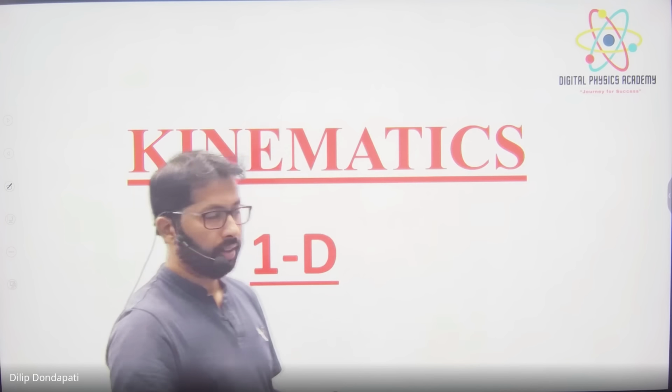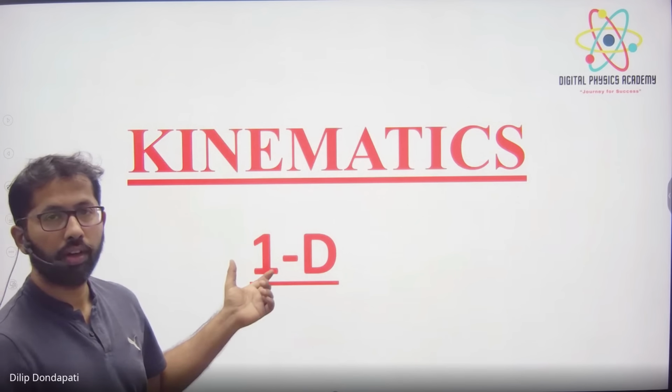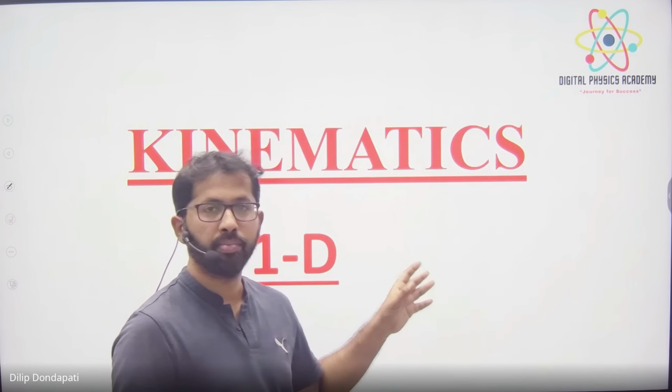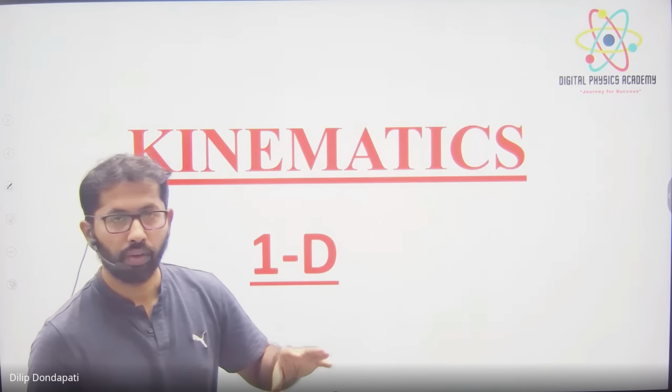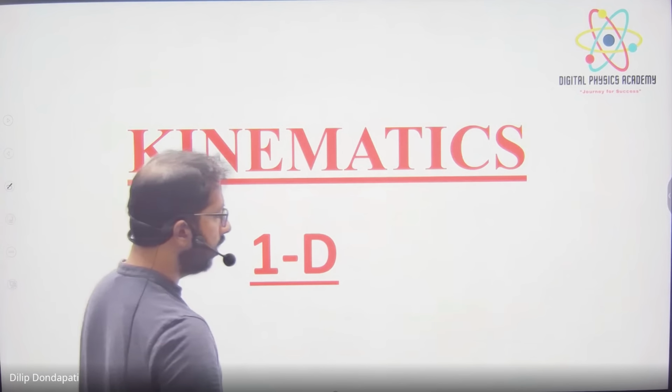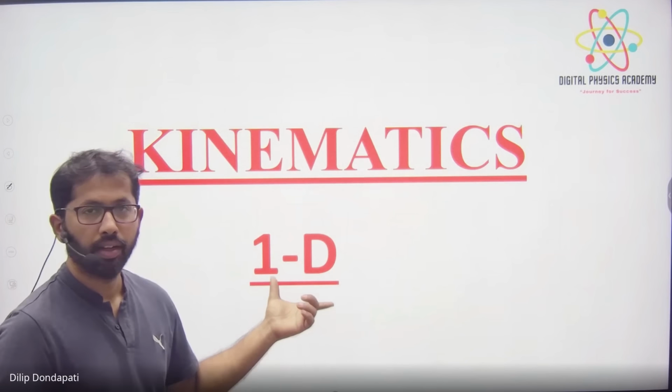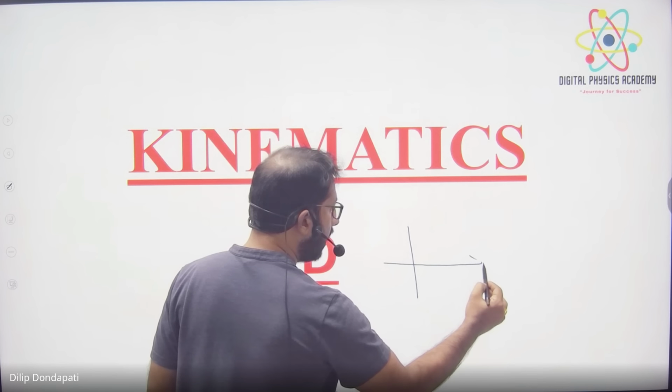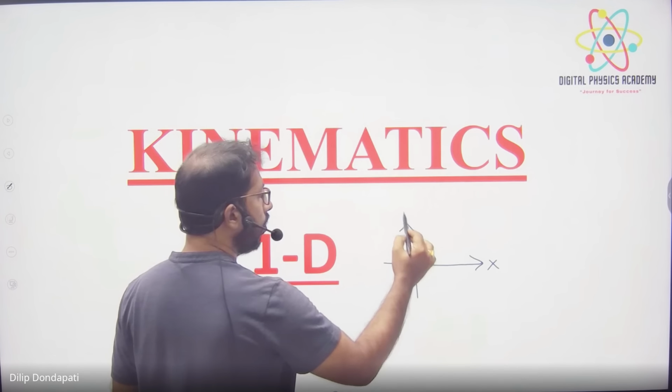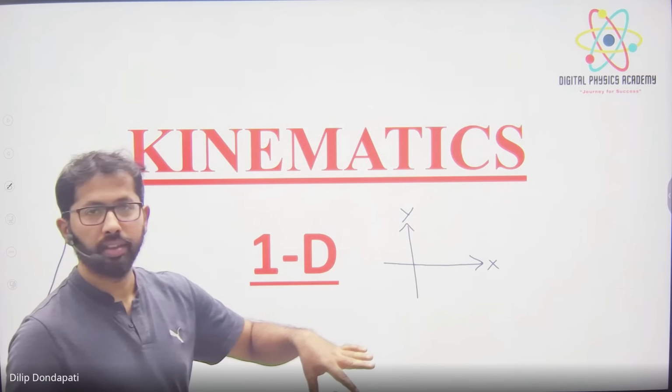So we keep reading kinematics in one dimension. The chapter name is motion in a straight line. What is the meaning of one dimension? The object is moving either in the x direction or the y direction, not in both directions. Can you give an example of two dimensions?